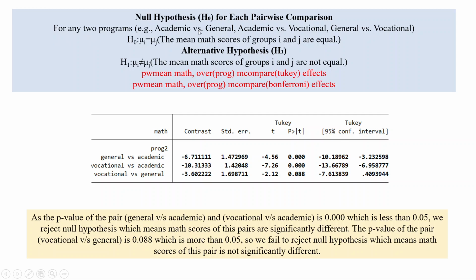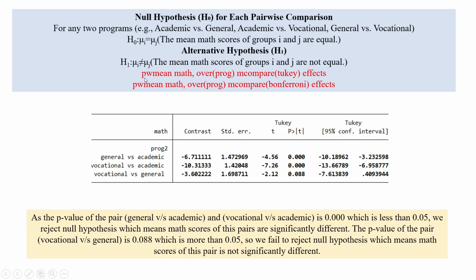For any two programs, we will have to do the comparison: academic versus general, academic versus vocational, general versus vocational. H0, mu i is equal to mu j. The mean math scores of groups i and j are equal. Alternative, they are not equal. The mean math scores of groups i and j are not equal. So normally we run the Tukey's test.